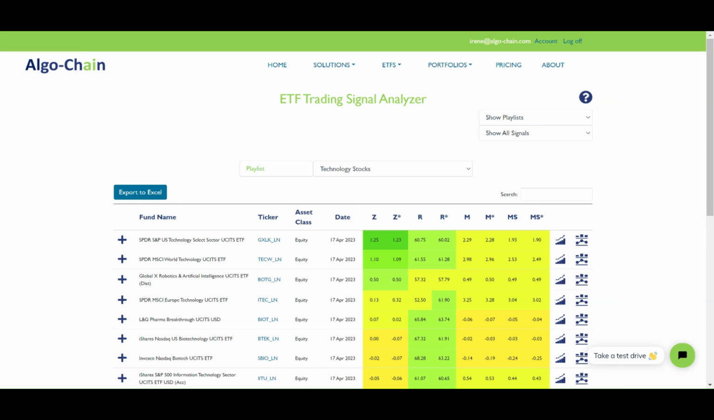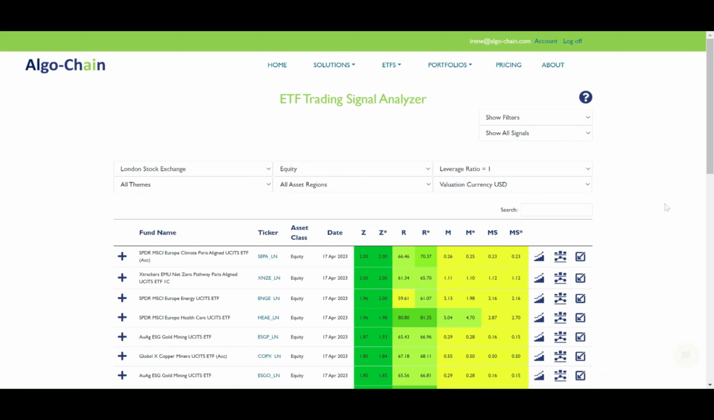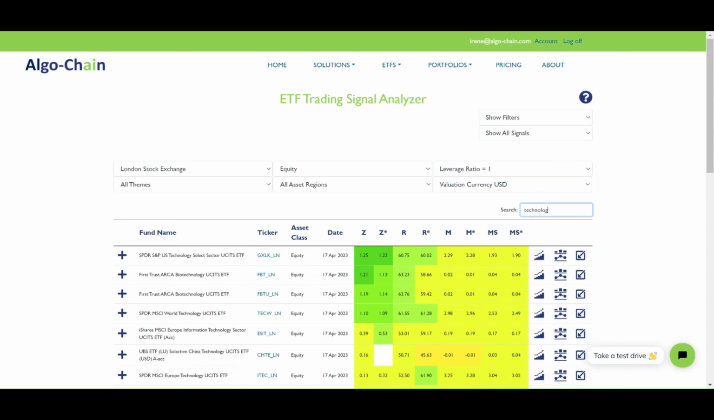The second option is when you want to see all ETFs with specific filters. Select Show Filters on the top right and then you can filter on exchange, asset class and so on, similar to the ETF Genie. You can also type in any search string, for example, technology, to filter on specific ETFs. The table shows the list of filtered ETFs and their signals.